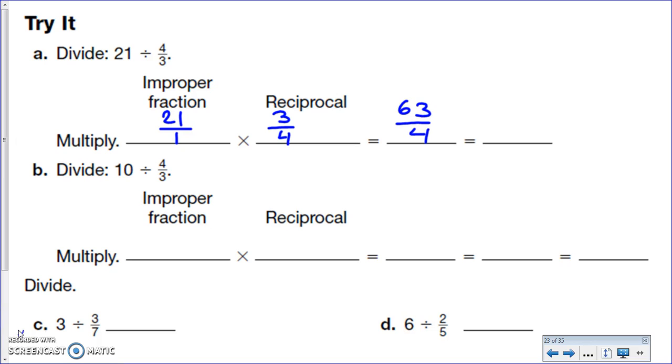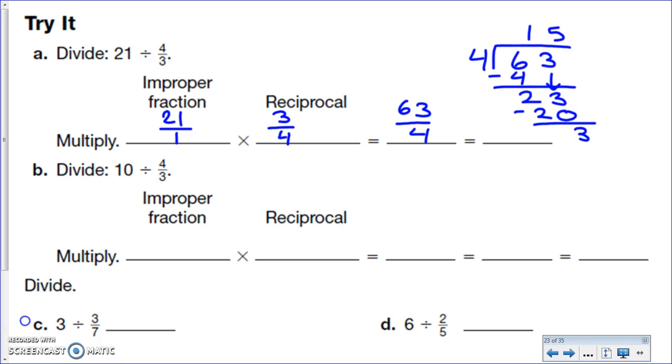Now we need to take that and turn it into a mixed number, so we're going to divide 4 into 63. So 4 goes into 63 15 times completely, and then we have a remainder of 3. So we're going to get 15 and 3/4 as our answer.